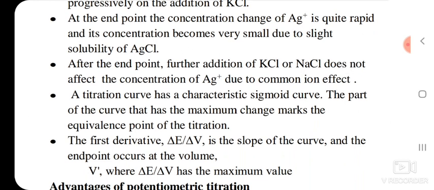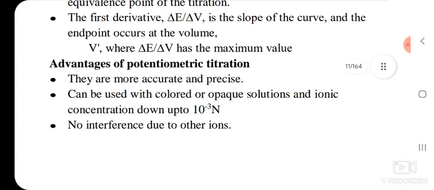A titration curve has a characteristic sigmoid curve. The part of the curve that has the maximum change marks the equivalence point of the titration. The first derivative, delta E upon delta V, is the slope of the curve, and the endpoint occurs at the volume V dash, where delta E upon delta V has the maximum value.